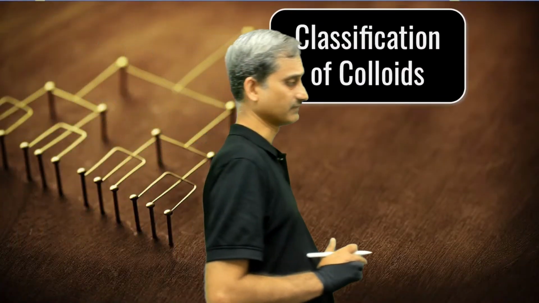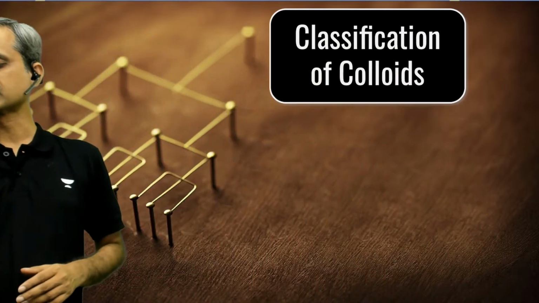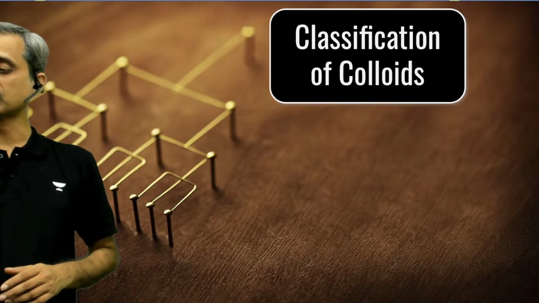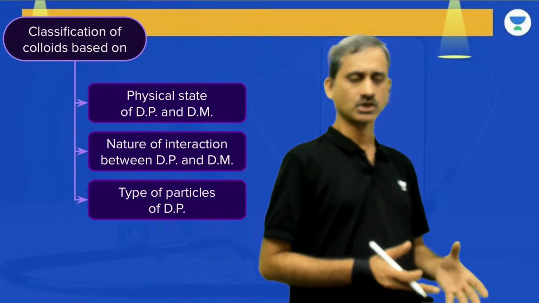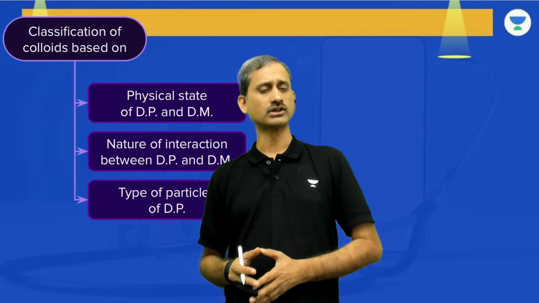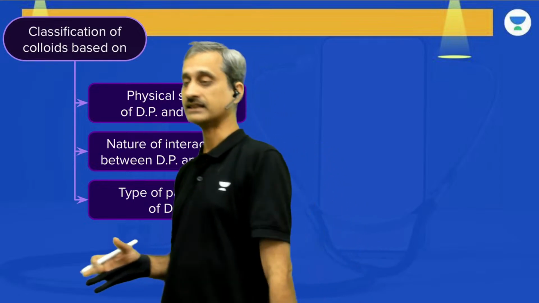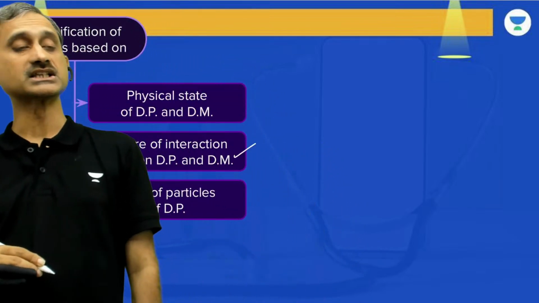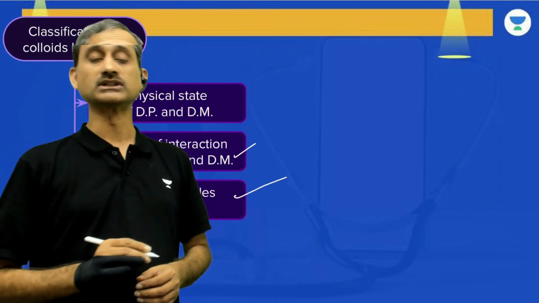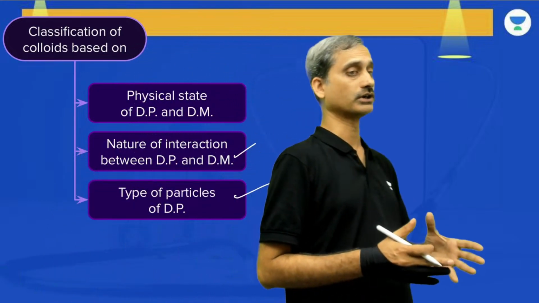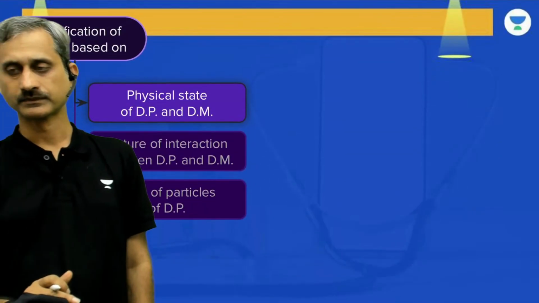So let's talk about the classification of colloids. There are so many ways to classify colloids, but the very first way is the classification according to the dispersion medium and the dispersed phase. So we are going to classify the colloids based on the physical state of the dispersed phase and dispersion medium. Then we are going to talk about the nature of interaction between the dispersed phase and dispersion medium. What is the interaction between the two? And then we are going to talk about the different types of particles which we have in the colloid. Let us get along with the physical state of the dispersed phase and dispersion medium.